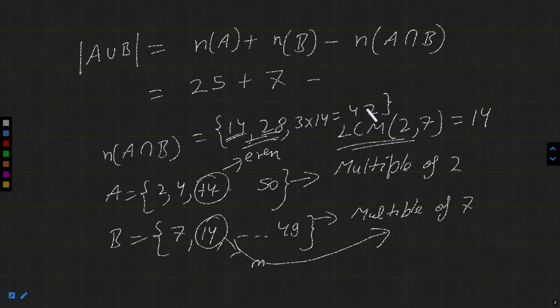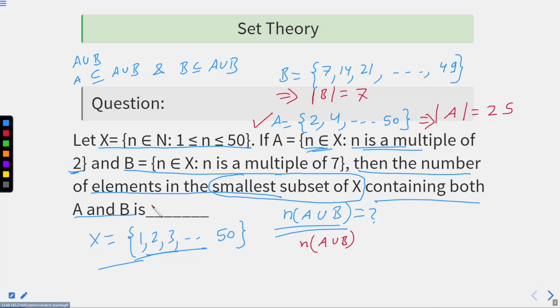So the cardinality of A intersection B is 3. If you see, 14, 28 and 42 are the only elements in this set. So we plug our values into the formula and the answer will be 29. Simple. It is a very easy question. Anyone can do it. Let's jump to the next question.